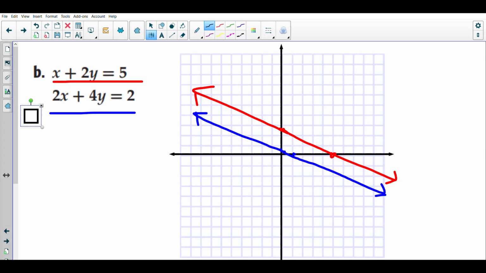So if they're parallel, there is no solution. If they're not going to ever touch, that means that they are parallel and there's going to be no solution.